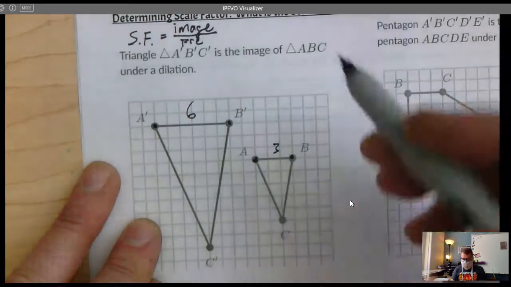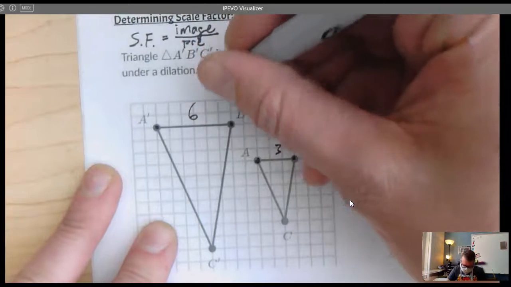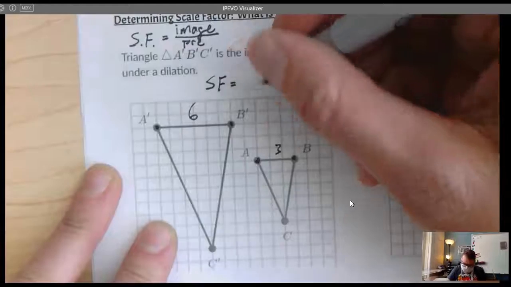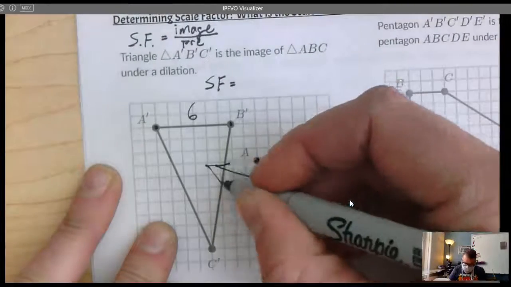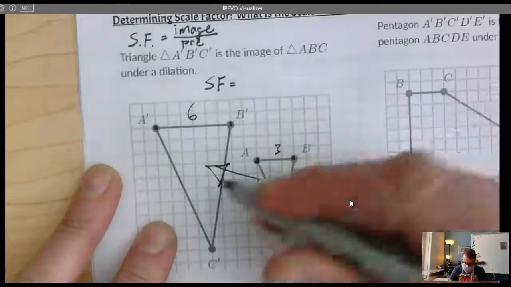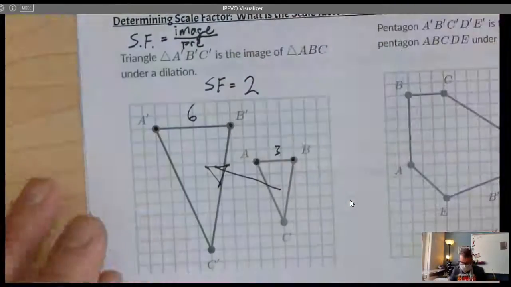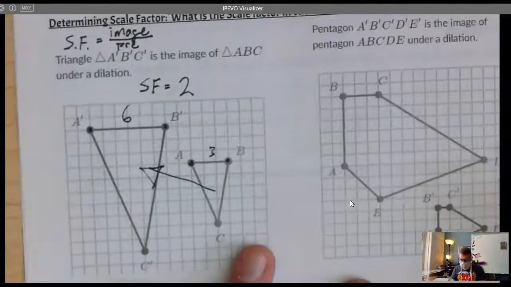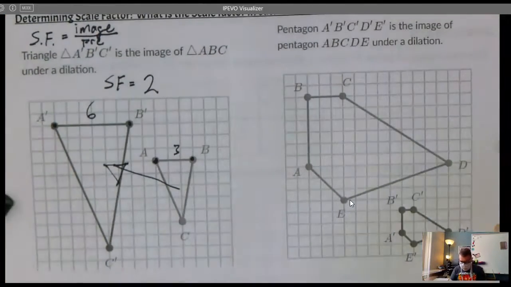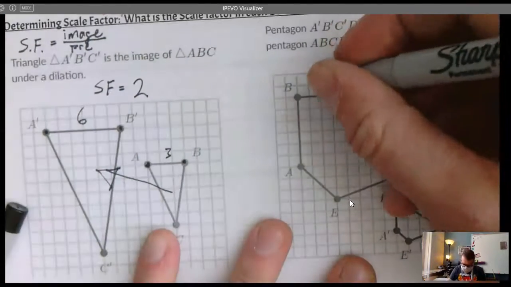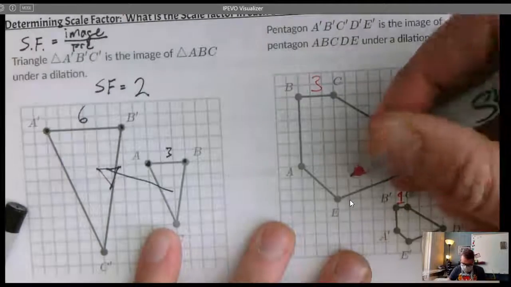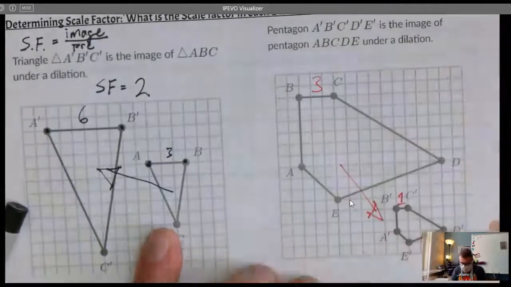Scale factor of 2. No, 1/2. Oh, wait, yeah. Remember, we're going from, we're going from. And our final one here. Scale factor of a third. At first I thought it was going to be 3, and then I'm like, oh wait, it's the other way.